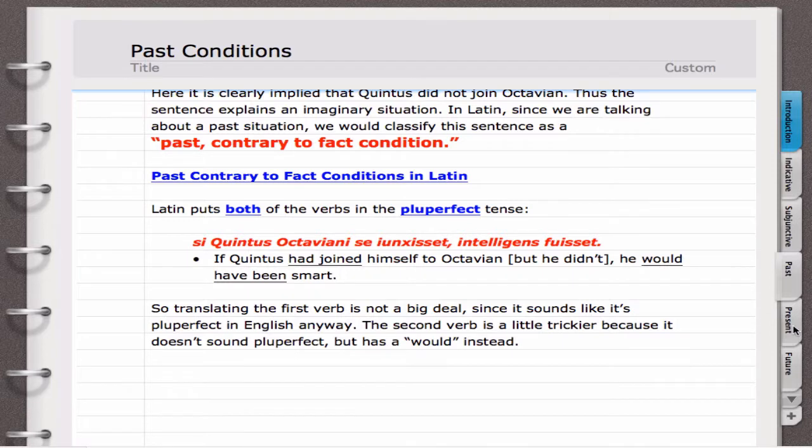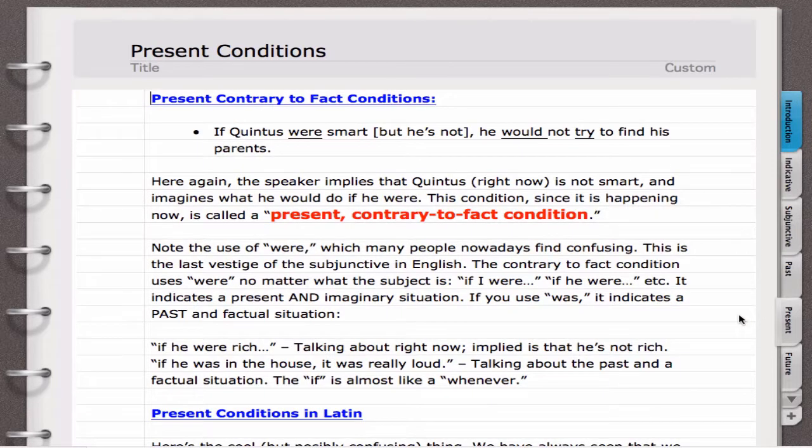Let's take a look at the present tense. Present tense conditions are also called contrary to fact when they are subjunctive. If Quintus were smart, but he's not, so it's imaginary, he would not try to find his parents. Here again, the implication is that Quintus is not smart, and he's talking about right now. This condition is present contrary to fact, as we said. Note the use of were here. If Quintus were smart.